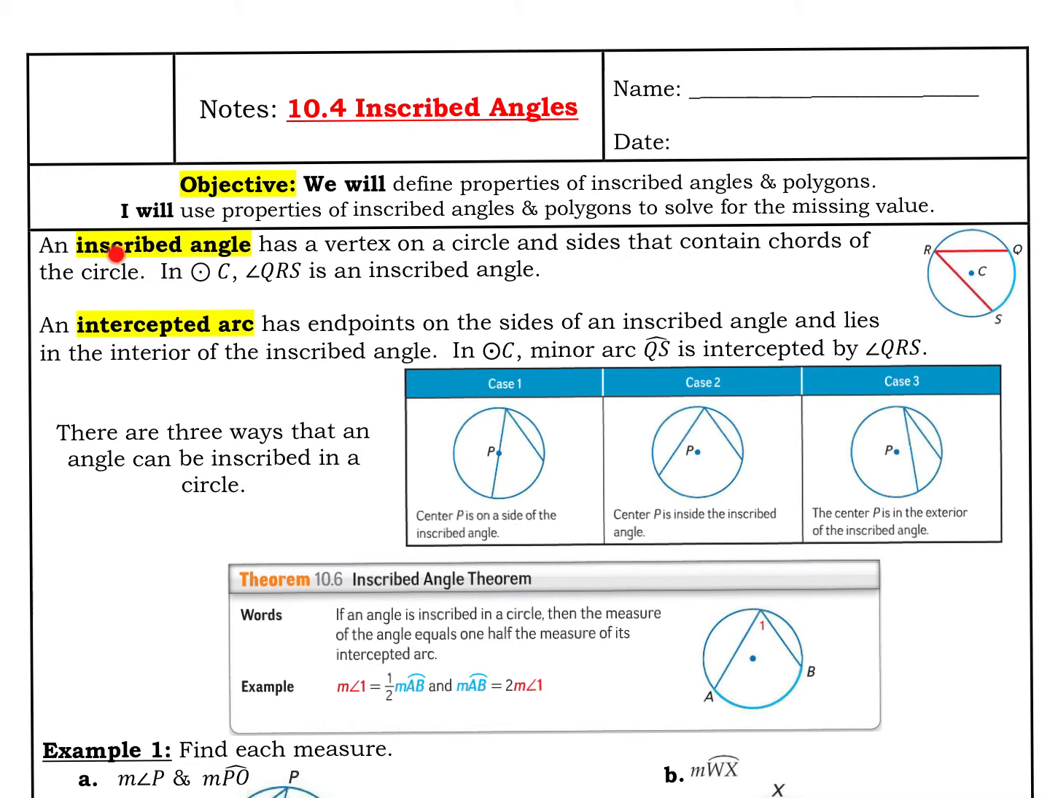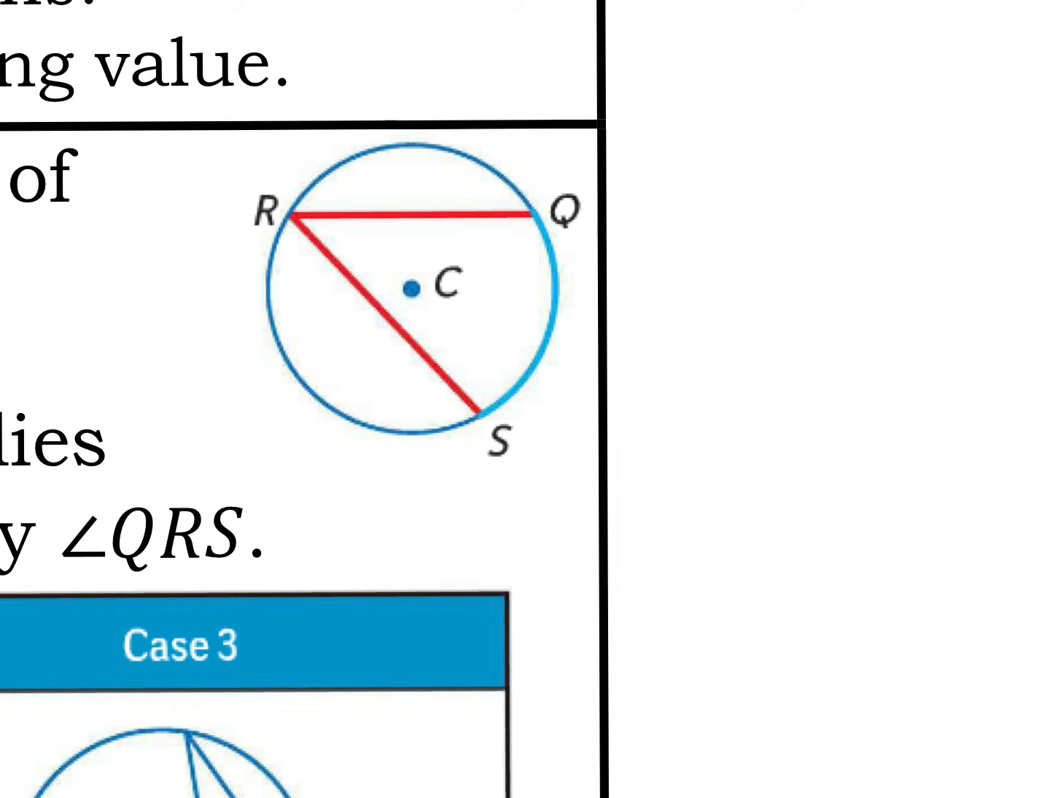It says, an inscribed angle has a vertex on a circle and sides that contain chords of the circle. So in circle C over here, angle QRS is an inscribed angle. If I zoom in real quick, you'll see that this is circle C, and then QR is a chord, RS is a chord, and together they form an angle. This is an inscribed angle.